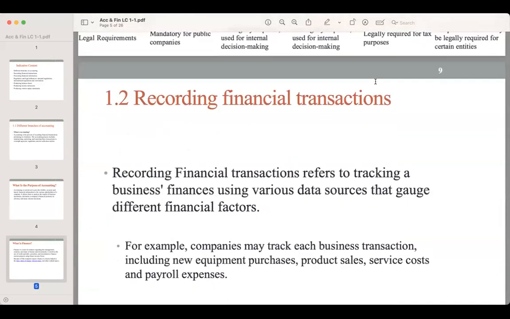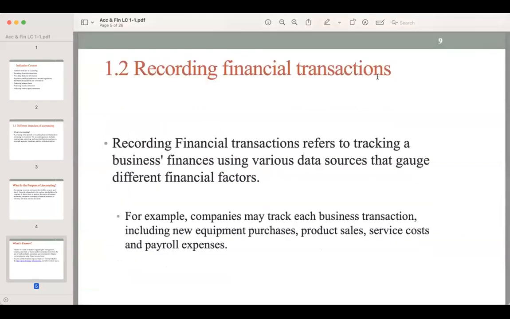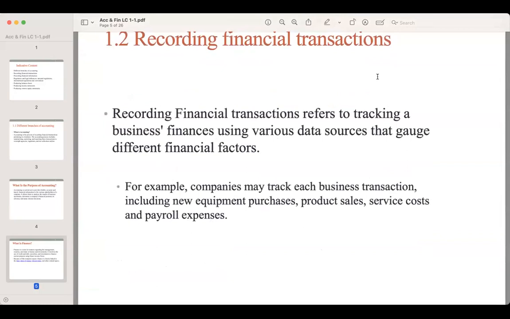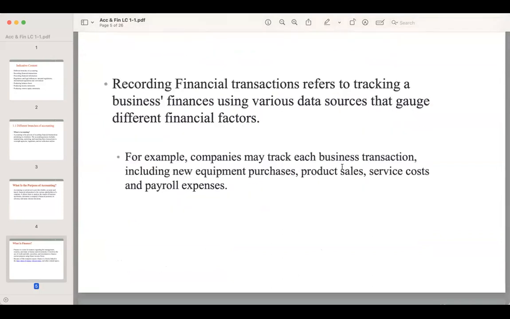Next one is recording financial transactions. Recording financial transactions refers to tracking a business's finances using various data sources that gauge different financial factors. For example, companies may track each business transaction, including new equipment purchases, product sales, services, costs, and payroll expenses.